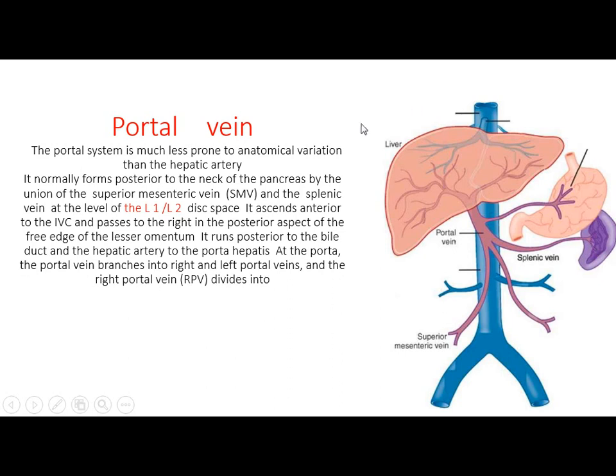Portal vein, as we said, is less prone to anatomical variation. It's formed behind the neck of the pancreas at level L1 and L2 by the joining of the splenic vein and superior mesenteric vein. It will pass anterior to the inferior vena cava and enter the liver posterior to the hepatic artery and common bile duct, and it will divide into the left and right portal vein.